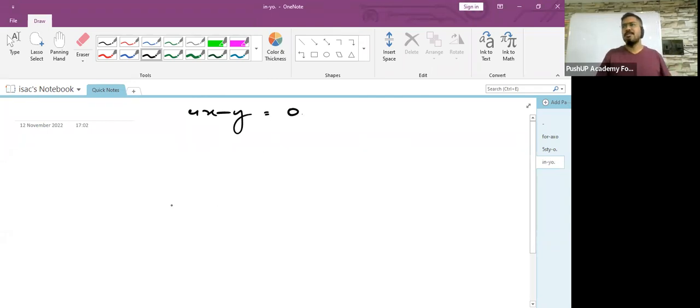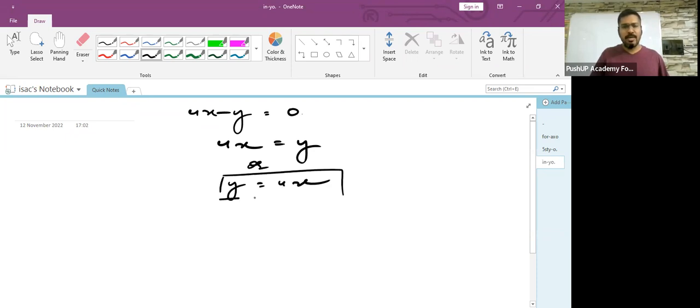So what should we do first? We have to express the dependent variable in terms of the independent variable, isn't it? Which is the dependent variable? Y. So I will bring this minus y to the right. 4x is equal to y. Otherwise, I can also write the same equation as y is equal to 4x. Was I able to express y in terms of x? Yeah. Okay. Now let's create the table.